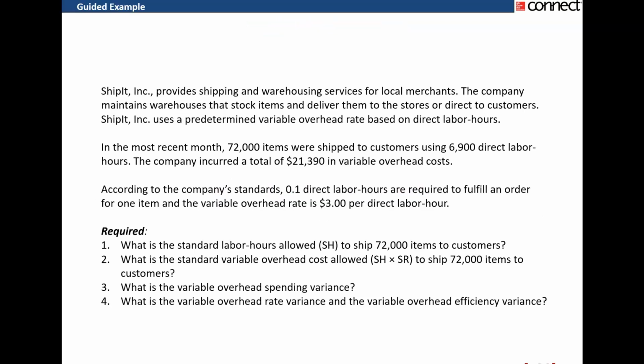Okay, let's practice a problem. Here we have a company, and in the most recent month, they made 72,000 items using 6,900 direct labor hours. That cost $21,390. Their standard is 0.1 direct labor hours to fulfill the item, and a variable overhead rate of $3 per direct labor hour.